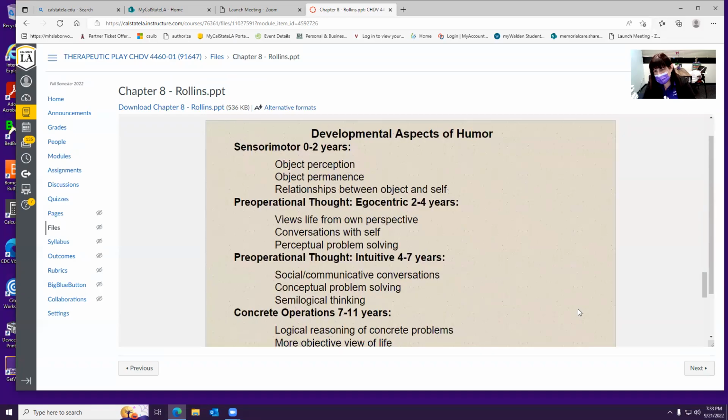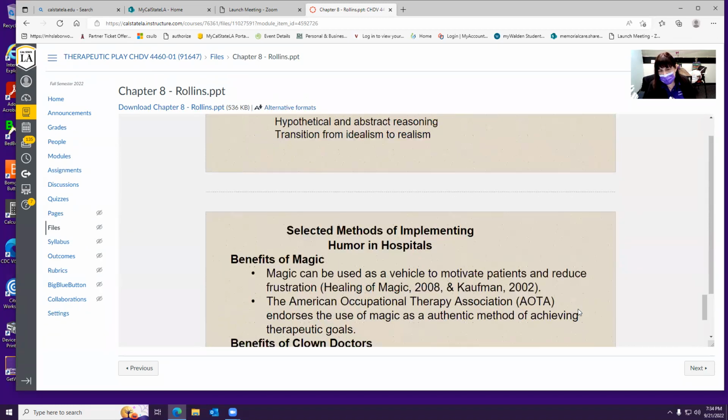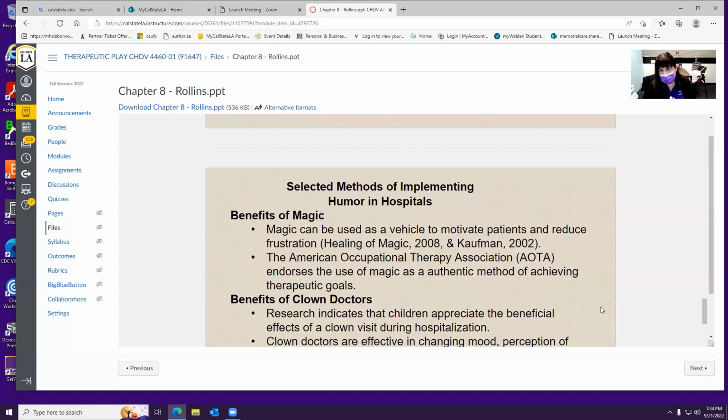So this is a list of the developmental aspects of humor. And I'm not going to go through it. You can read through it. But more specifically, there are some methods of implementing humor in the hospitals.